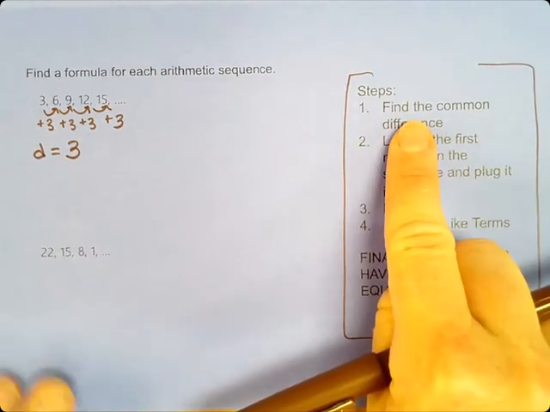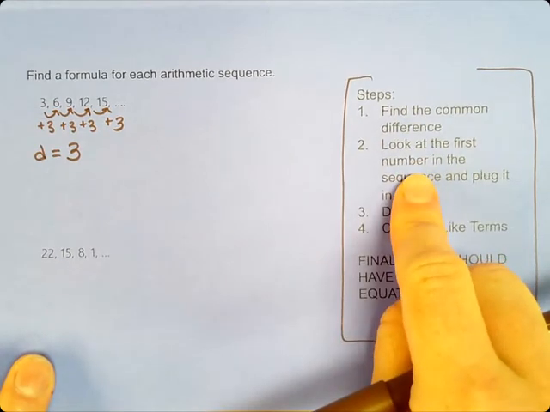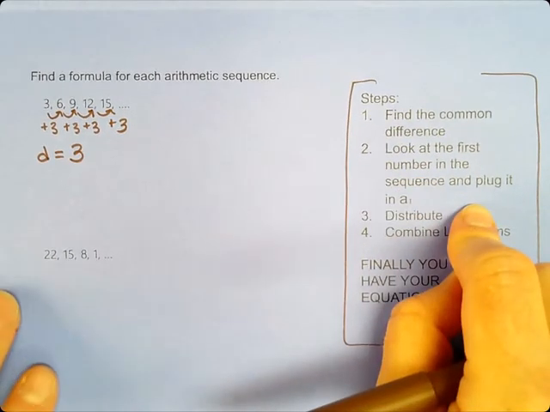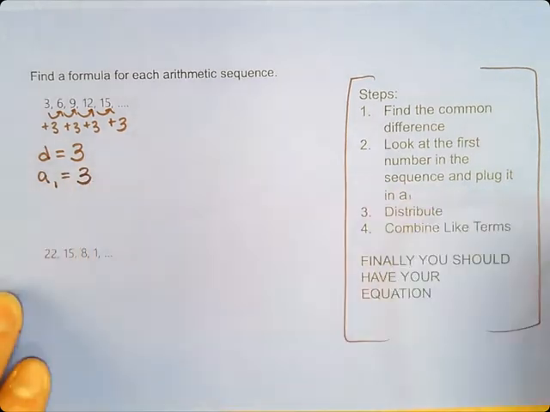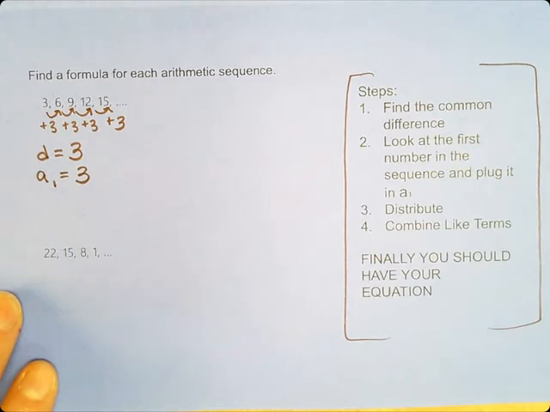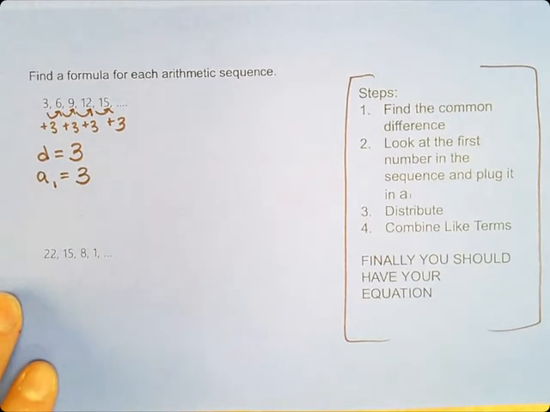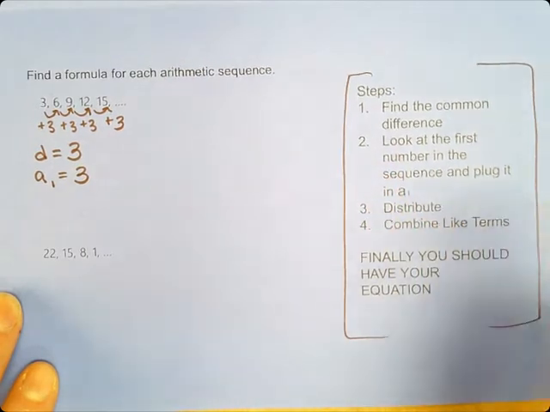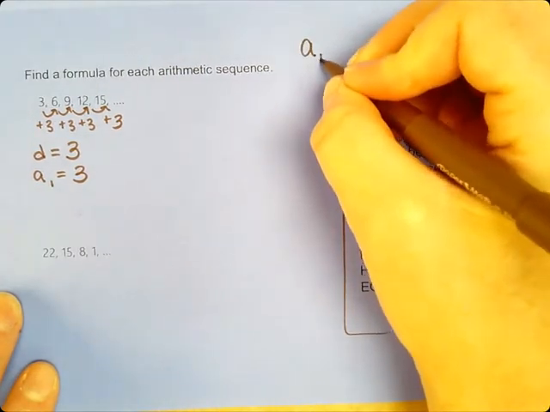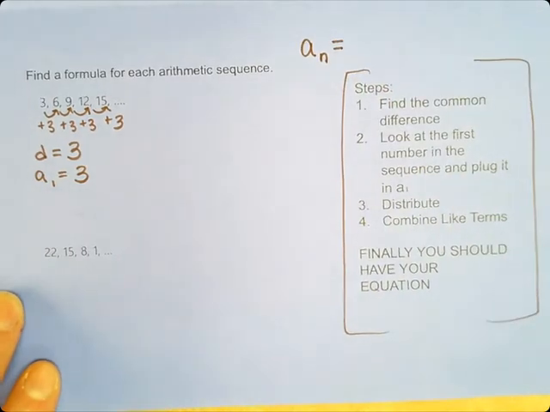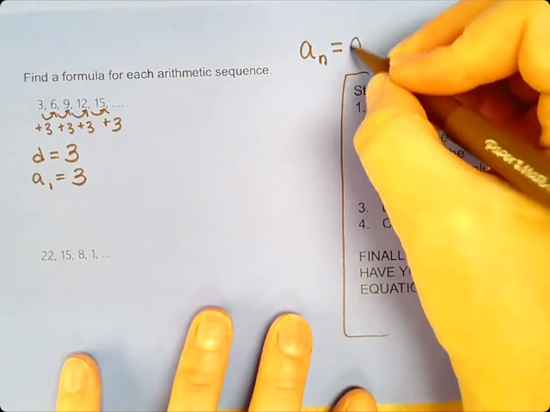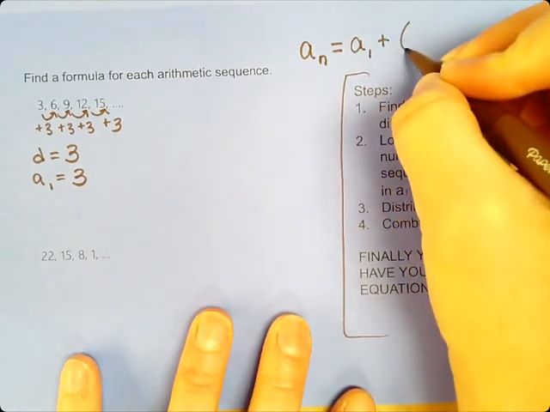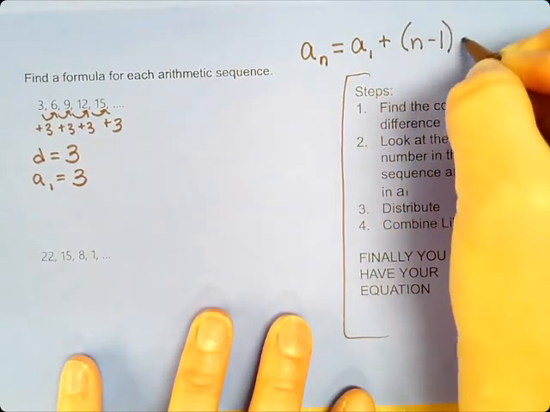So we did step 1. Step 2, look at the first number in the sequence and plug it in for A1. What is A1? A1 is also 3. It's not always going to happen like that. And then it says plug it in. So we need to know our formula. So I'm going to rewrite my formula here. AN equals A1 plus parentheses N minus 1 times D.